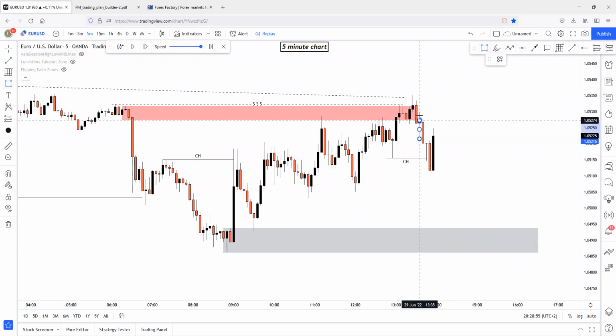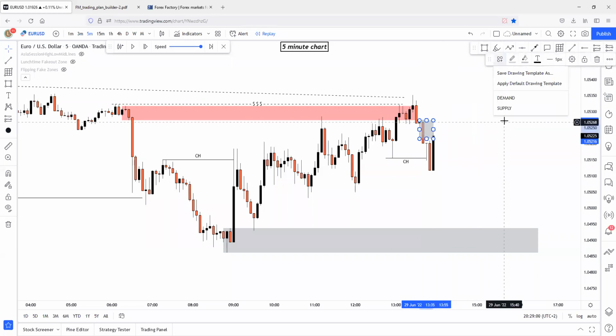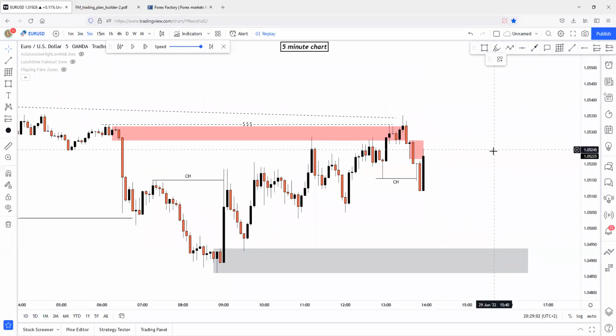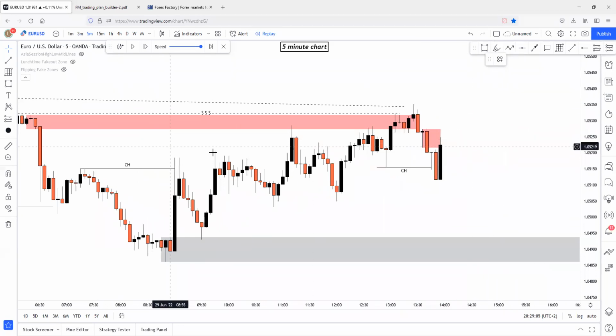and see what's happening right here. We have a perfect supply zone at this region, a 5-minute supply zone, as you can see. And price is currently inside of this supply zone and has mitigated the 50% of the supply, of course.